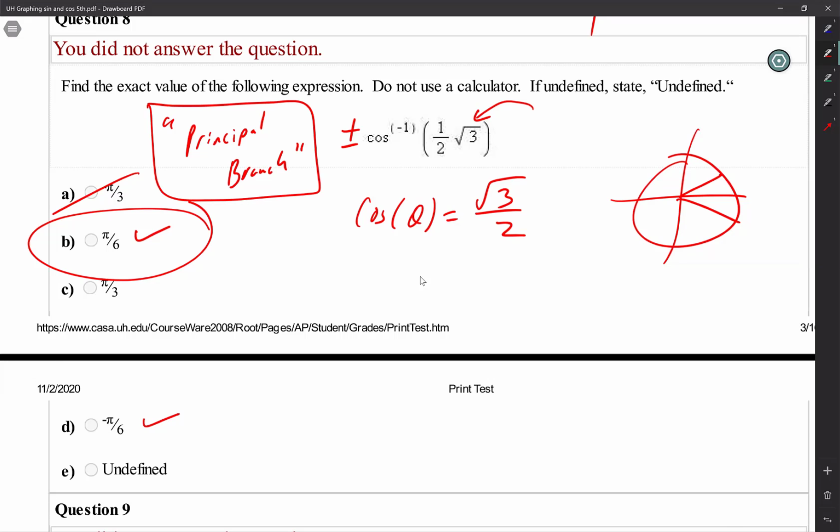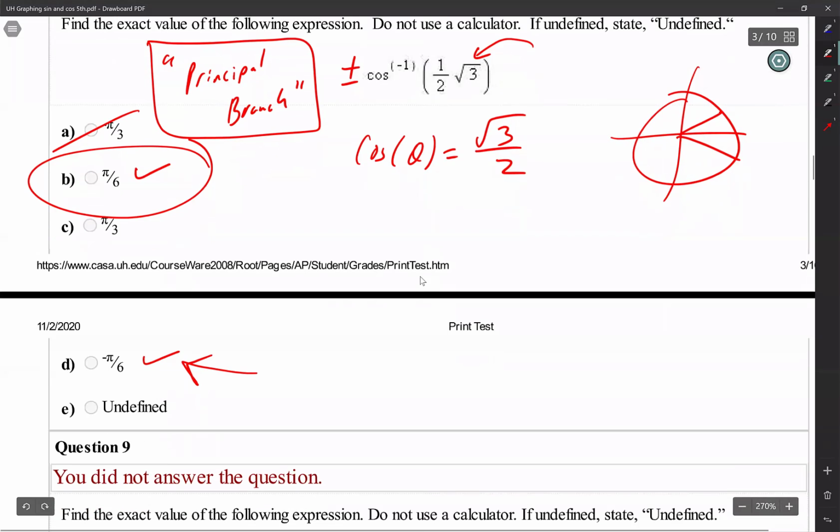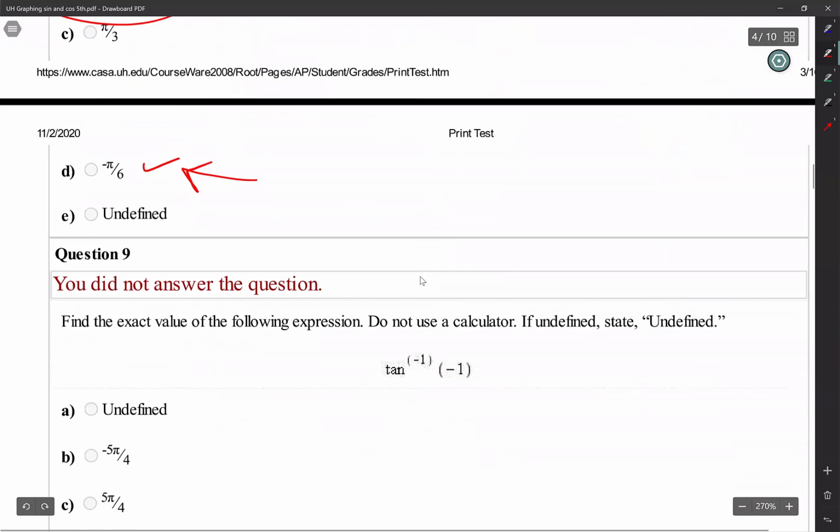So if for some reason you were to answer negative pi over 6, just put in the text box that you got this question wrong, but you're confident that the answer is right, and I'll give you the points. When we start talking about inverse functions, you'll figure out why they want that one.